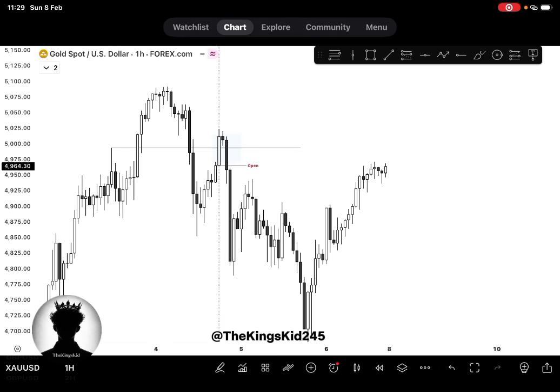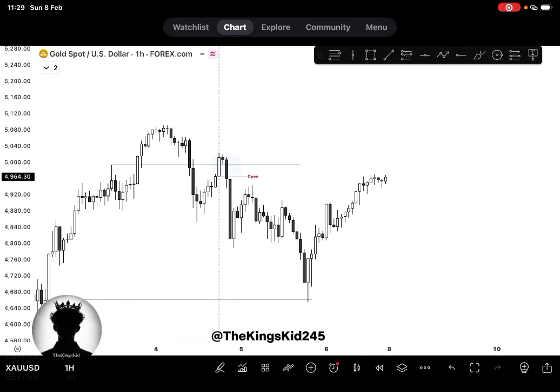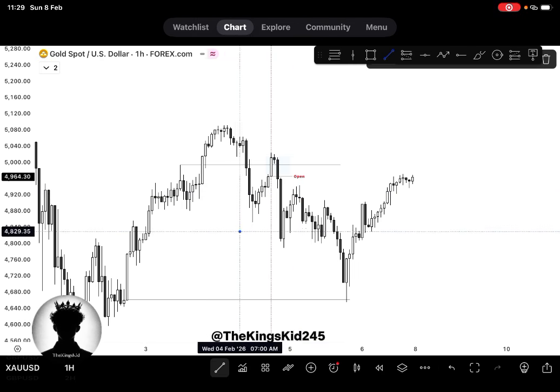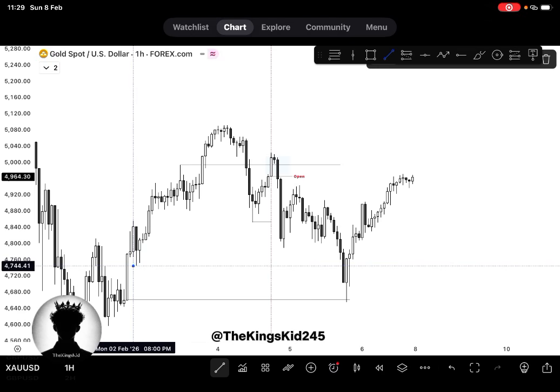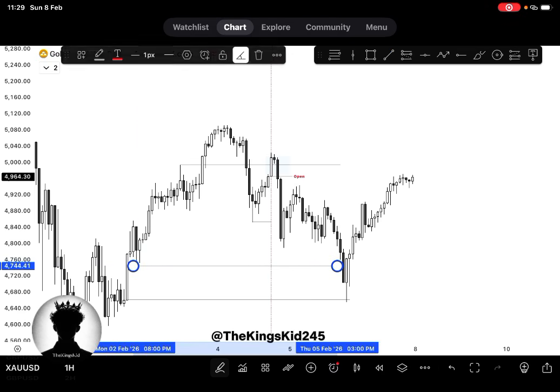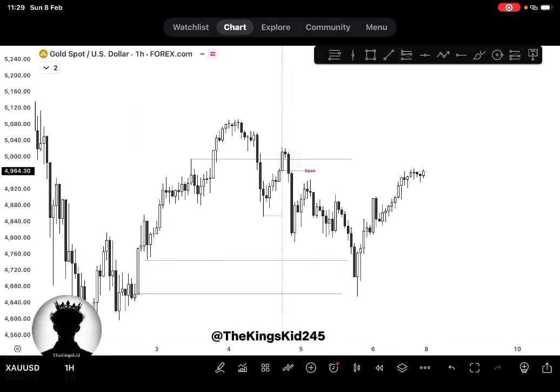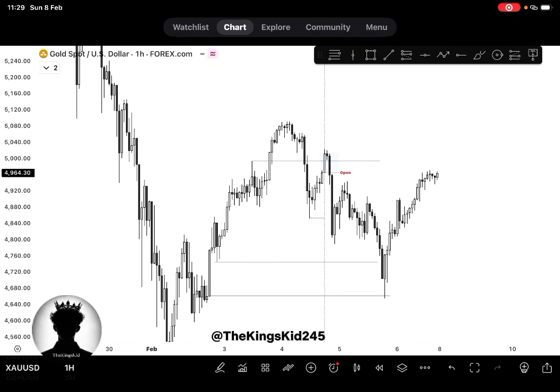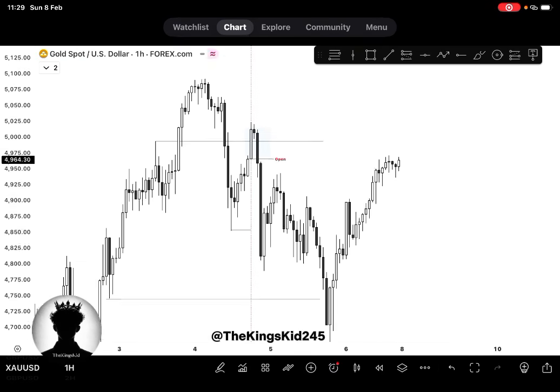The moment it was breached, what was the next thing I'm looking for? CRT low, previous liquidities, right? So this is the first immediate drawing liquidity. This is the second immediate drawing liquidity, right? Then this is the final target, right about here. Are you seeing? And that was how I was able to take it.